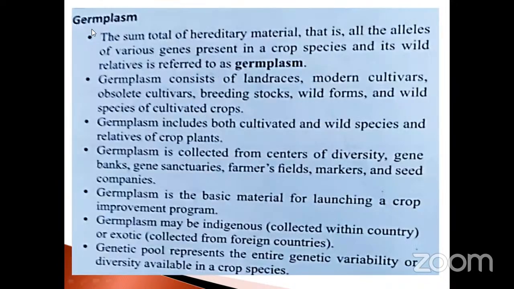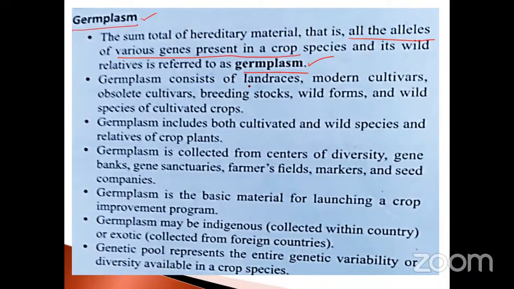Next, we will pass on to the next one, very, very important, my dear students: germplasm. What is the main importance of germplasm? It is the hereditary material passed from one plant to another. Germplasm: the sum total of the hereditary material, that is, all the alleles of various genes present in the crop species and its wild relatives, is referred to as germplasm. How it will vary, how it is related, that study is called germplasm.